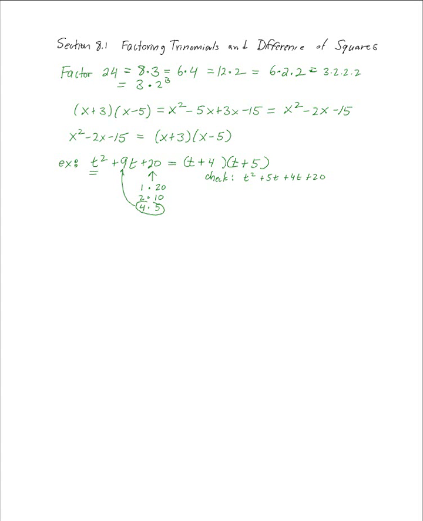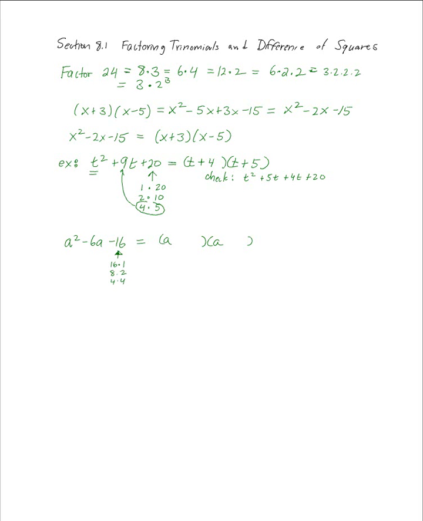Okay, let's try a few more of them. How about a squared minus 6a minus 16? Again, I recognize I have a trinomial. So I write down two binomials, a and a, because that's the only way to get a squared. All right, here I've got a 16. How can I get 16? I can use 16 and 1. I can use 8 and 2. I can use 4 and 4.